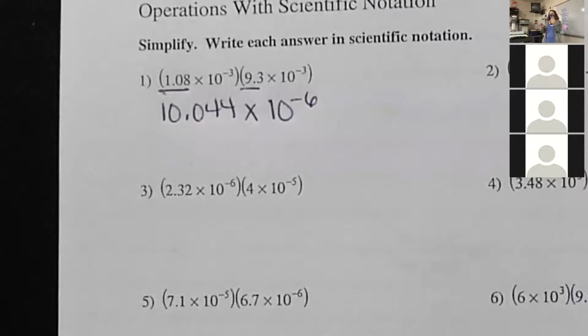Okay, so what we've done so far, let's review. Because it's multiplying, it's implying multiplying when they're written right next to each other. We multiplied our numbers. What do you do when you multiply with your exponents? You add. Okay, that's all we've done so far.